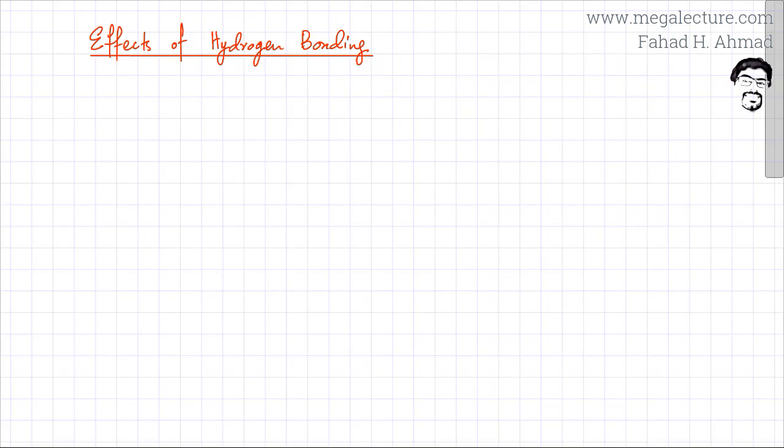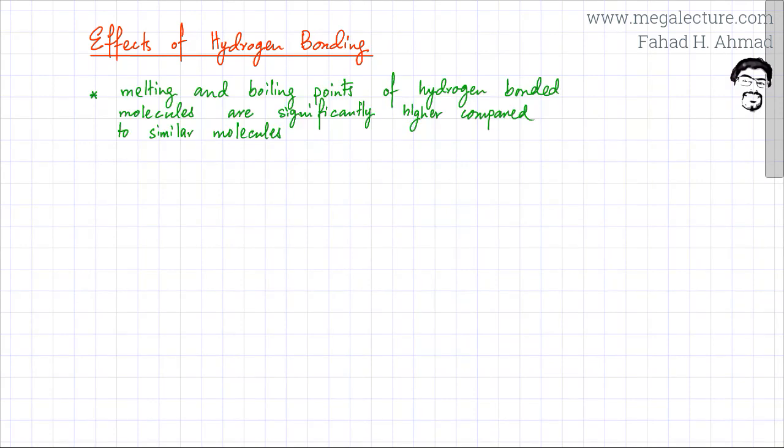In this lecture, we're going to discuss some of the effects associated with hydrogen bonding. One such effect is that the melting and boiling points of hydrogen-bonded molecules, or molecules where the dominant intermolecular force is hydrogen bonding, are significantly higher compared to similar molecules which do not exhibit hydrogen bonding as the intermolecular force.